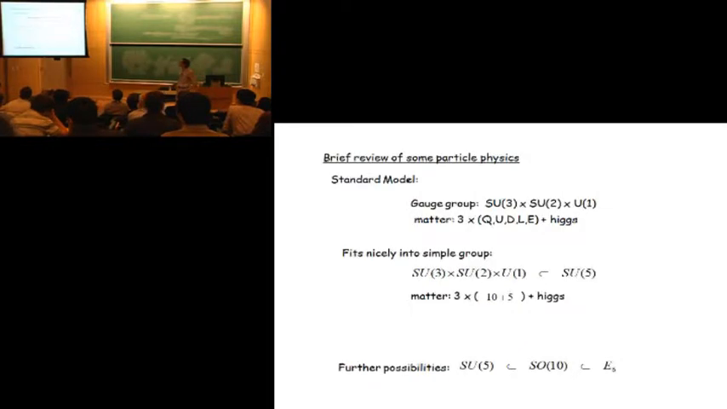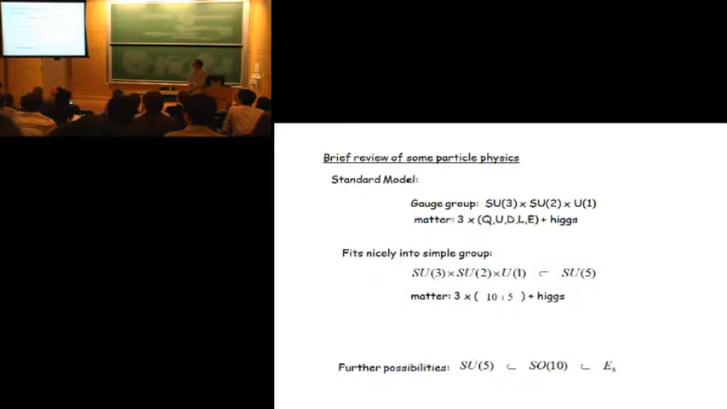Okay, so before I do that, I have to give a very brief review of particle physics, because given the audience, I don't know exactly what to assume. So, of course, what we know and love is the standard model, and this is a gauge theory. The gauge group is SU3 times SU2 times U1. We have 3 generations of matter, and then we think we also have a Higgs field, which completes the standard model and causes electroweak symmetry breaking.